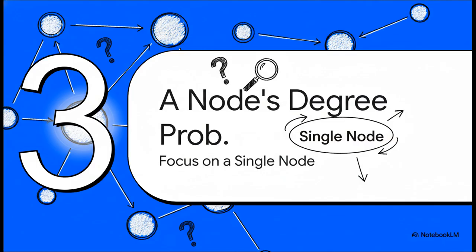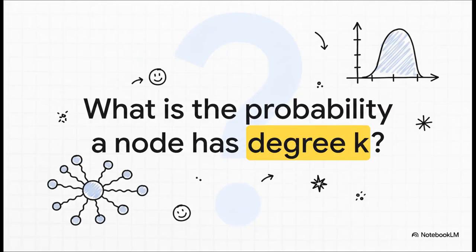We have just figured out the probability for the state of the entire network. But a lot of the time in network science, and let's be real, definitely on your exams, you'll be asked to zoom in and look at the properties of just one single node. Now, this is a totally different question, right?